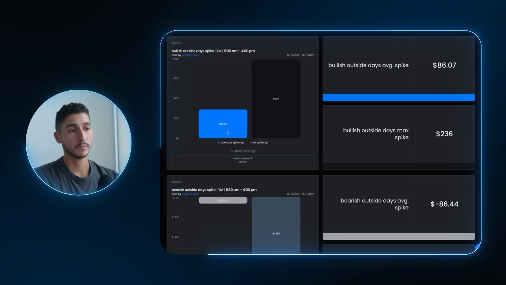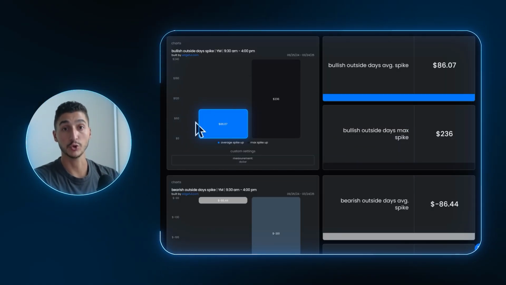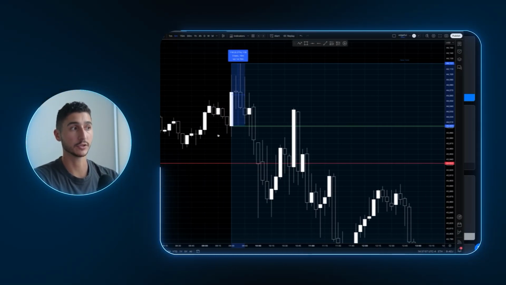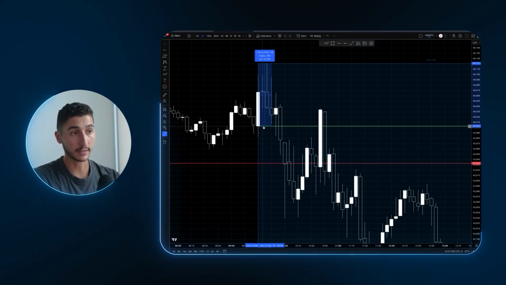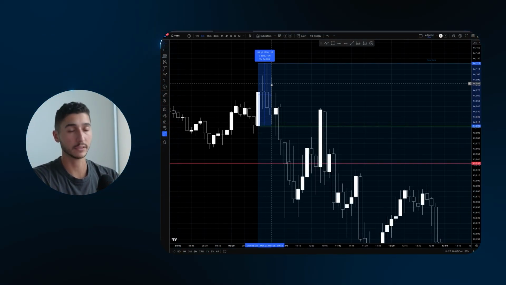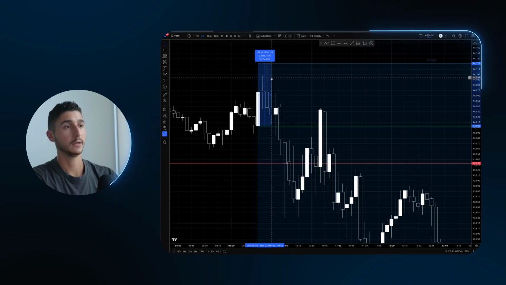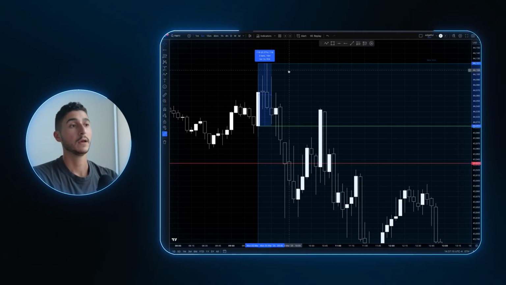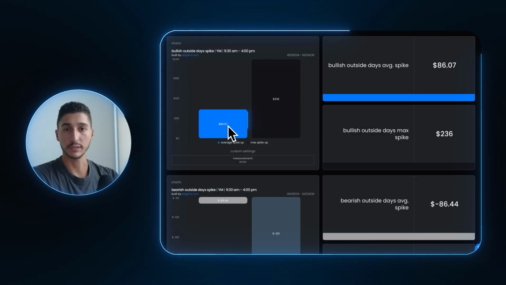So theoretically, this is the drawdown that you should expect, the average drawdown if you enter right at the open short. Now, obviously, some days will be more, some days will be less. In this case here, this day was more. This is the average. Obviously, you need to keep that in mind.